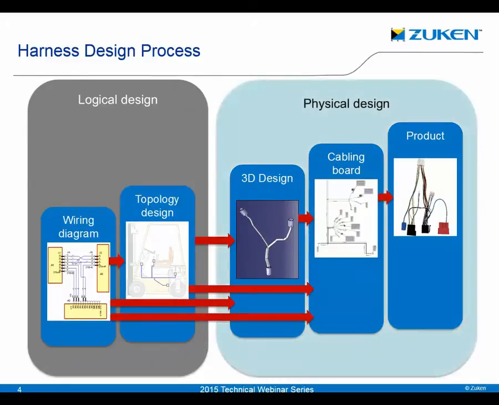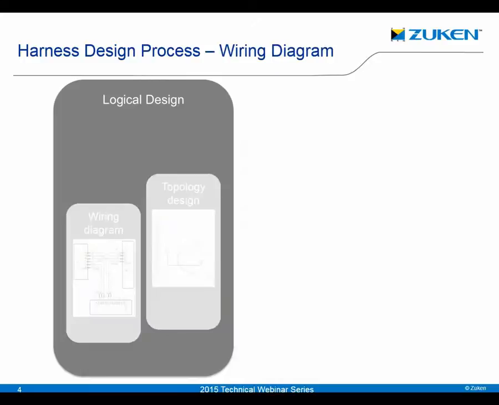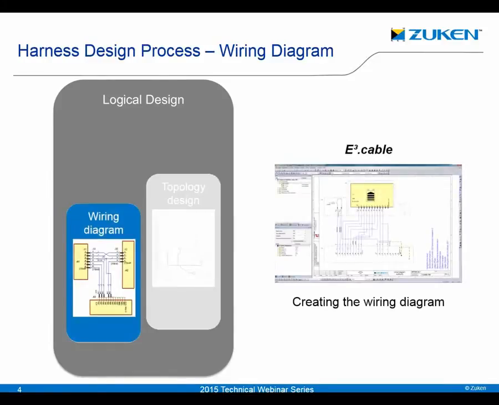3D routing, cabling board, and manufacturing information belong to the physical part of the design process. In this webinar, we will focus on the logical part of the design process, starting with the wiring diagram.